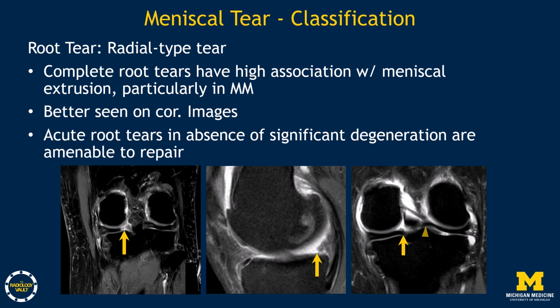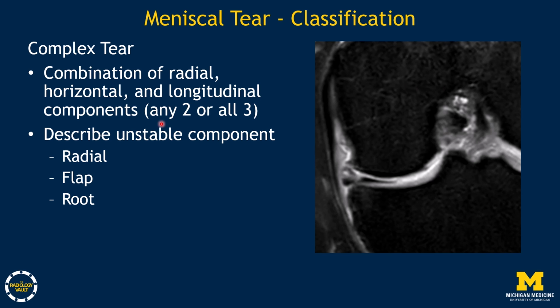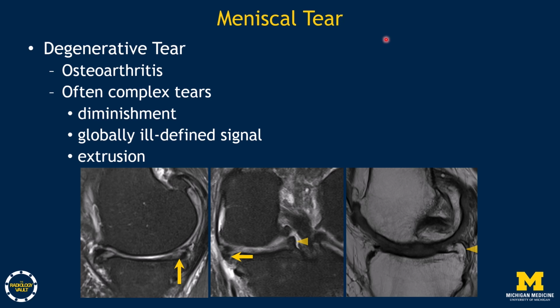Okay, complex tear is a combination of radial, horizontal, and longitudinal components, any two or all three of them. It's very helpful to describe unstable components such as radial, flap, or root components in your reports. Osteoarthritis with degenerative meniscal tears are often complex tears. The MRI appearance usually shows a diminished meniscus with globally ill-defined signal and extrusion.